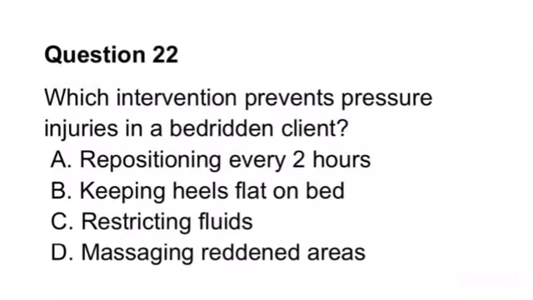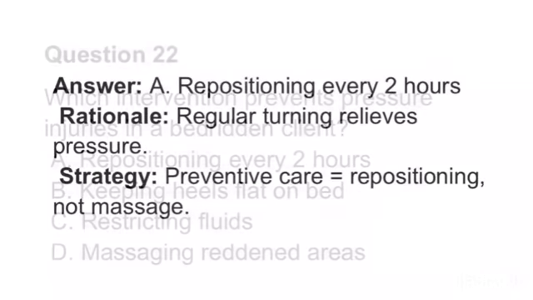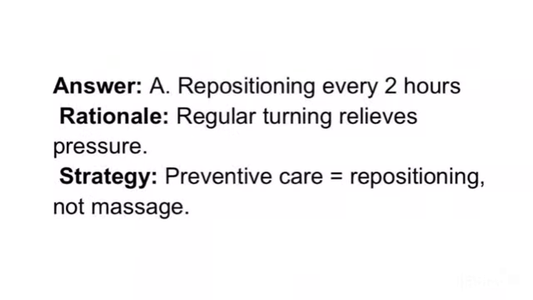Question 22. Which intervention prevents pressure injuries in a bedridden client? A. Repositioning every 2 hours. B. Keeping heels flat on bed. C. Restricting fluids. D. Massaging reddened areas. Answer, A. Repositioning every 2 hours. Rationale, regular turning relieves pressure. Strategy, preventive care equals repositioning, not massage.